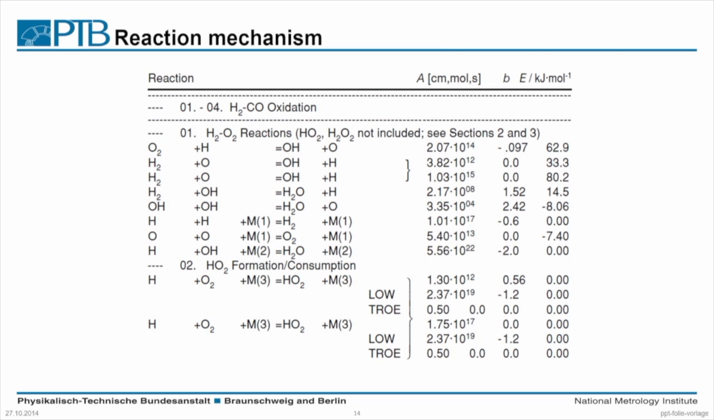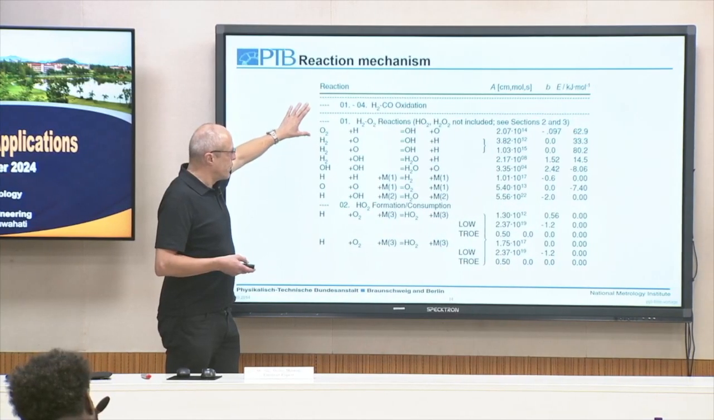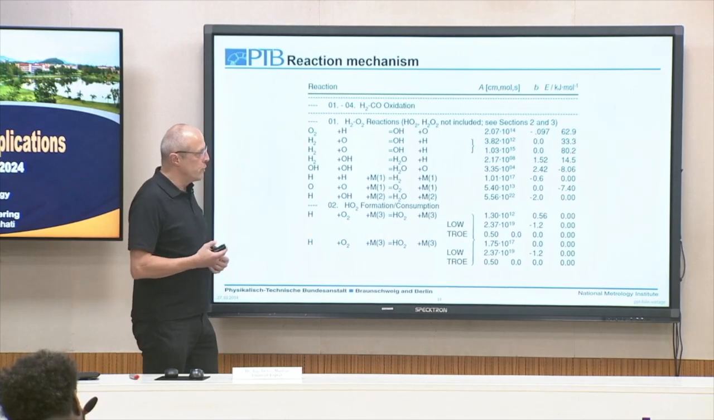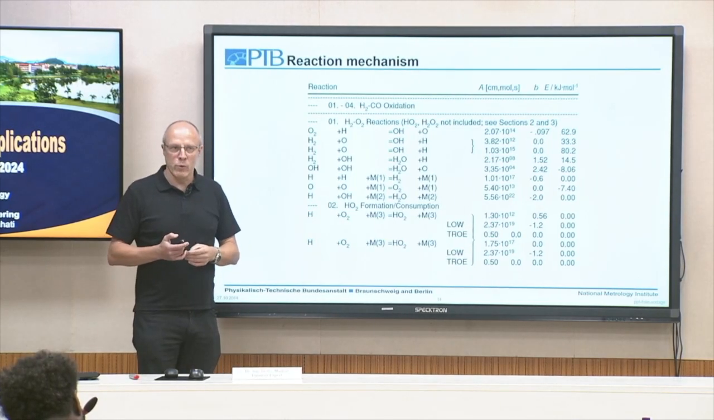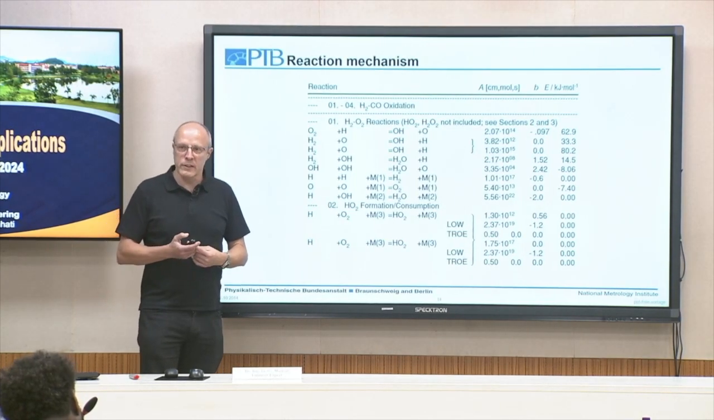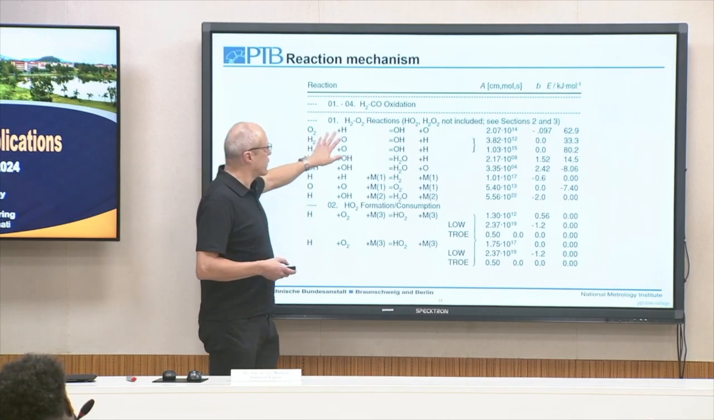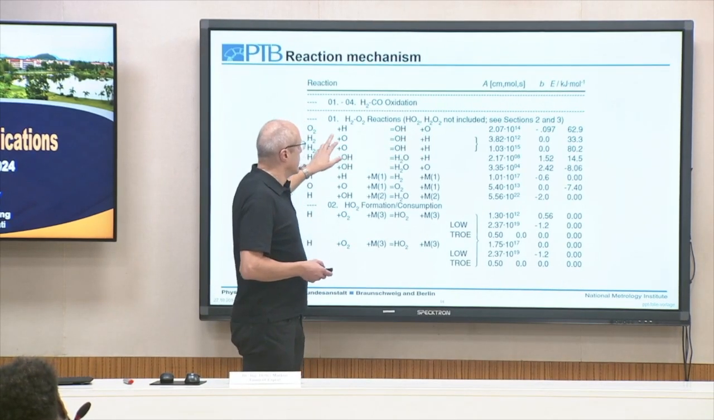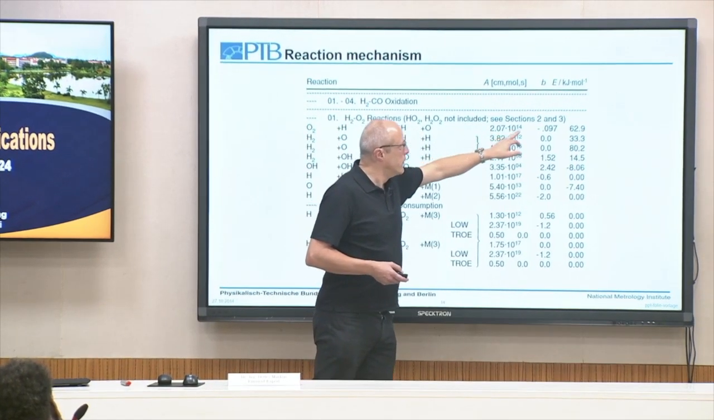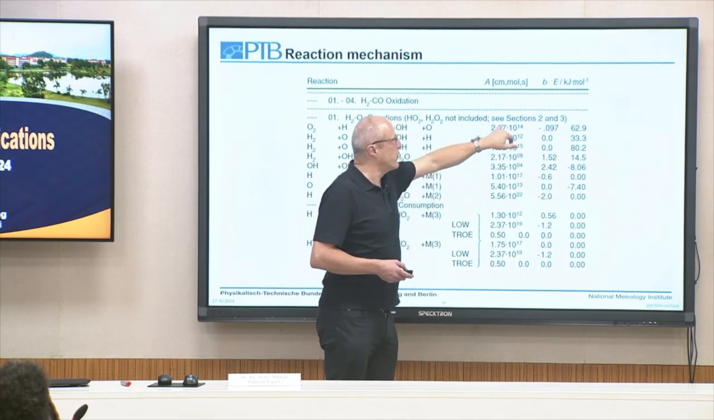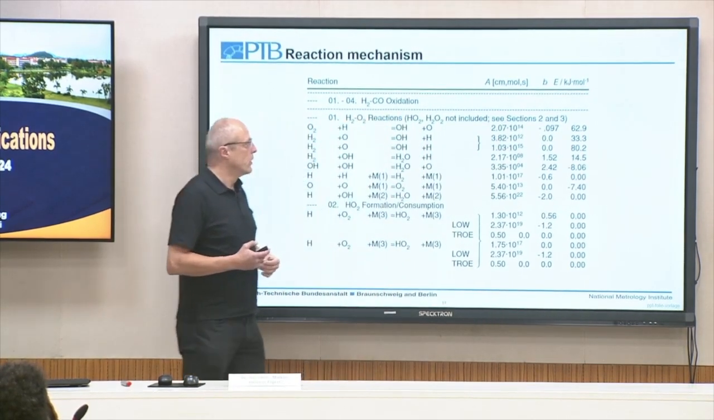And this is how this reaction mechanism looks like. Here we have a list like it's used by the programs I normally use. We have seen it in the YAML file for Cantera. So we have the equation we are talking about, and then we have these three coefficients here for the Arrhenius equation.